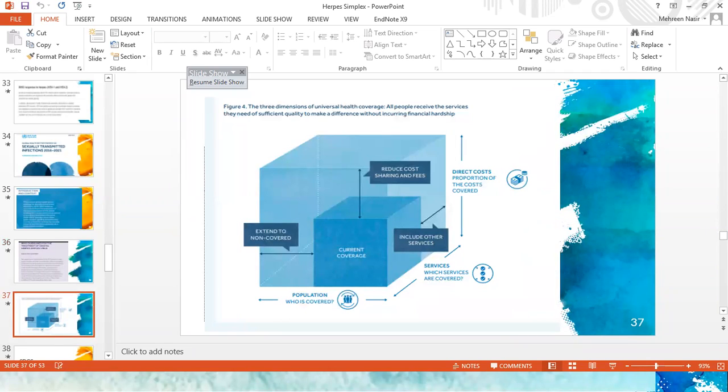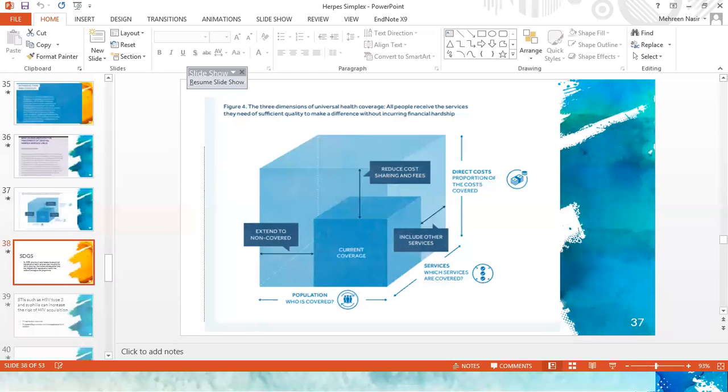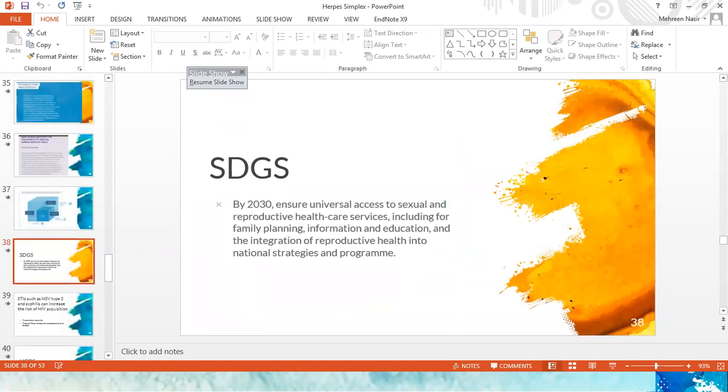To deal with STIs, WHO has proposed a universal healthcare model which aims to increase the current coverage by increasing the population who is covered, increasing the services which are covered, and increasing the direct cost and proportion of cost covered, like increasing the insurance system and pro-poor protection initiatives.